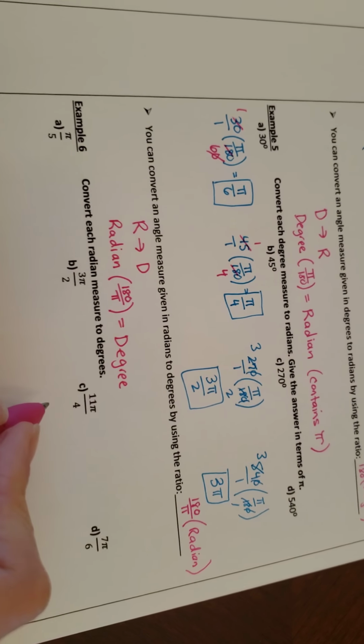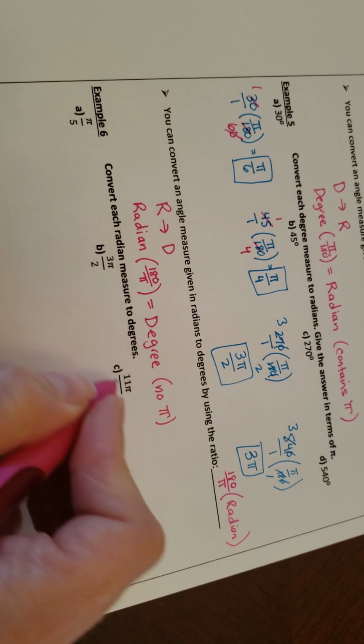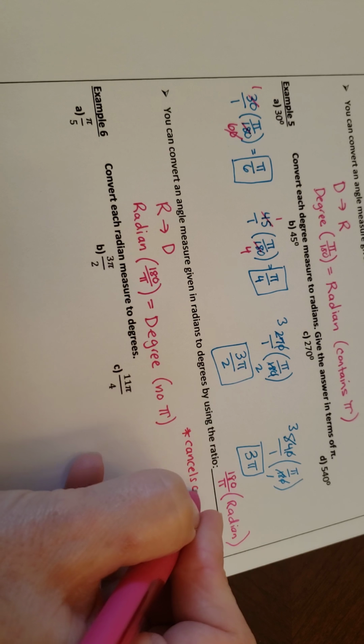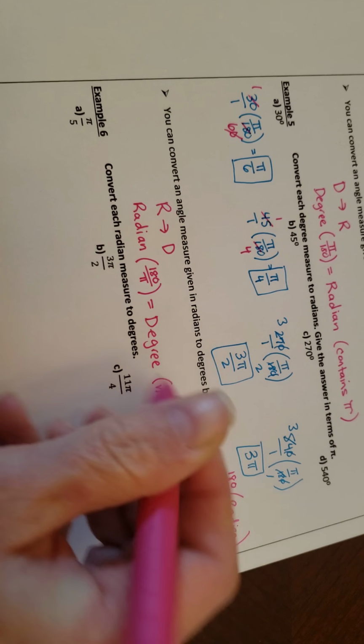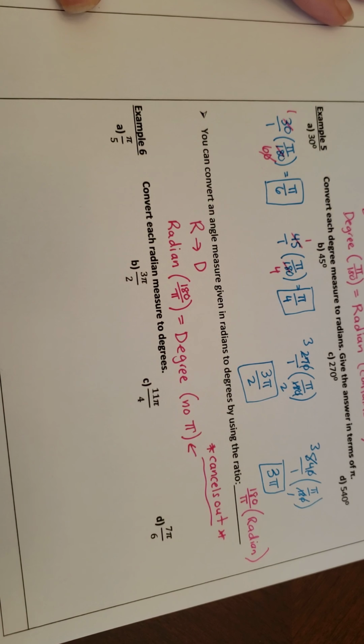And when you do the degree, you're going to notice that there is no pi. Okay, they should cancel out. So your pi's should cancel out. If they don't, you're probably doing the wrong reciprocal. So let's show you how this works for one.